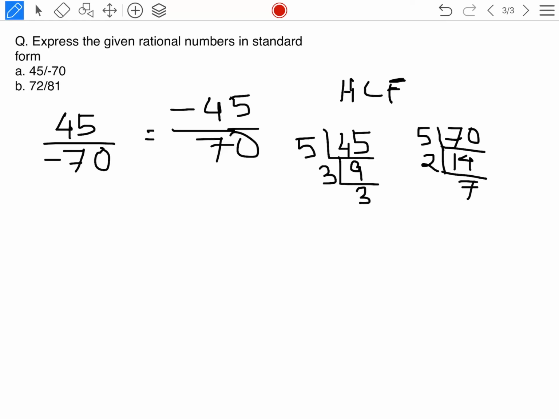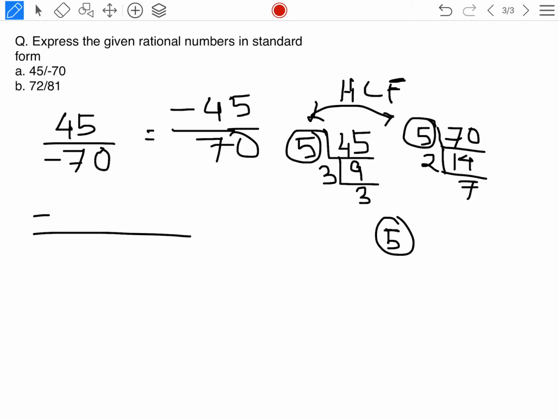Now what do you observe? What would be the HCF? The HCF means nothing but we'll take the common one. So here 5 is the common factor of both the numbers. Understood? So HCF will be 5. Since 5 is common in both, HCF would be 5, and we'll divide the numerator and denominator by 5. That means minus 45 divided by 5 and 70 divided by 5.